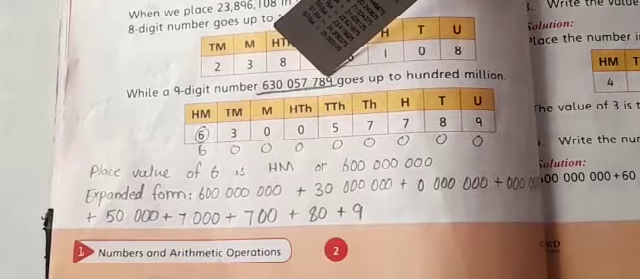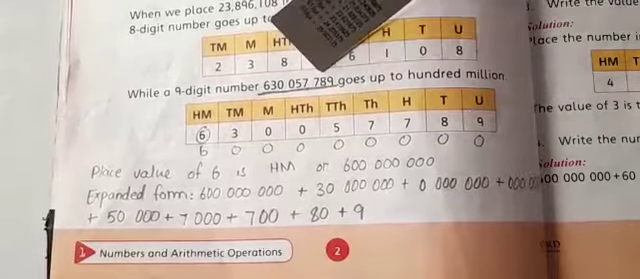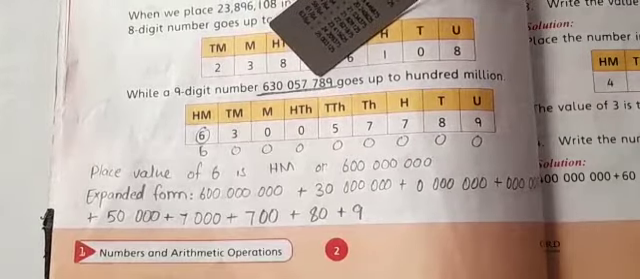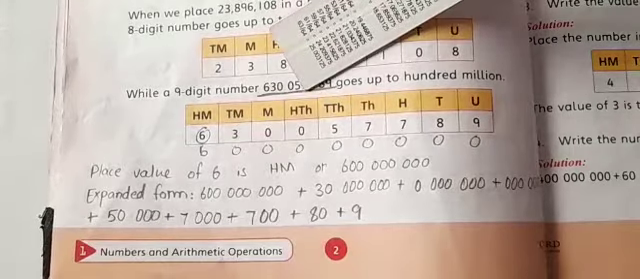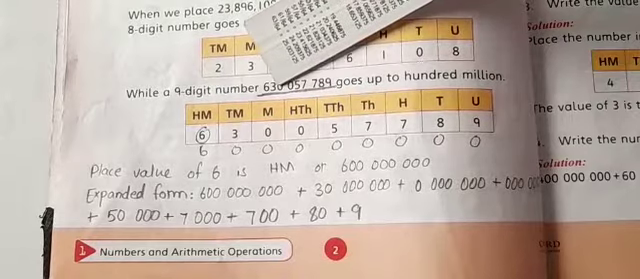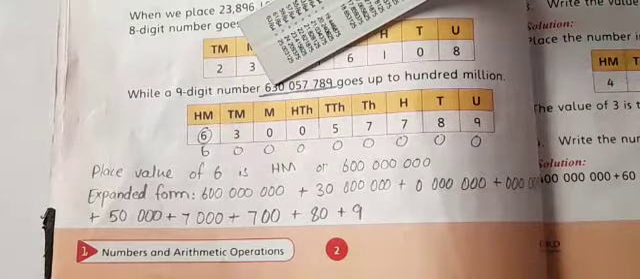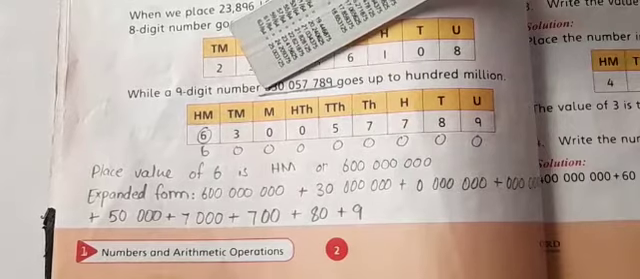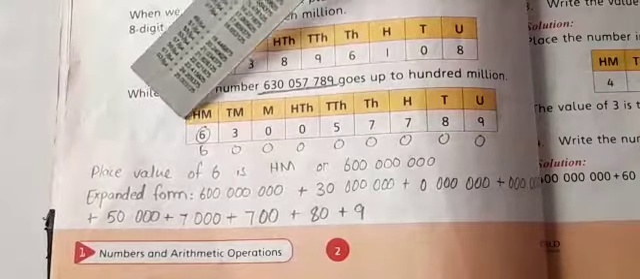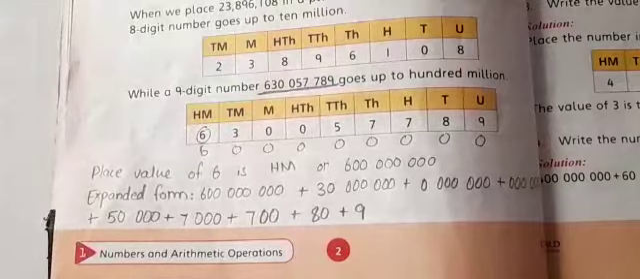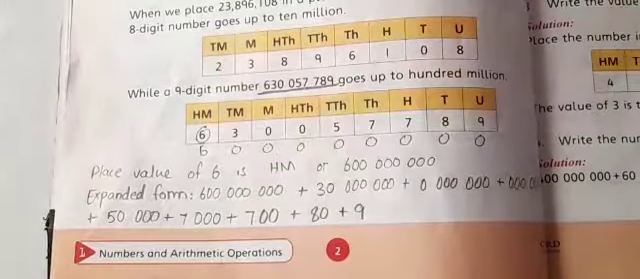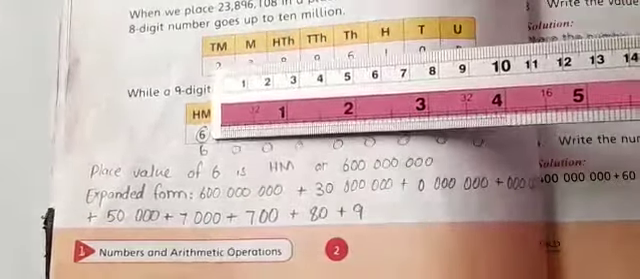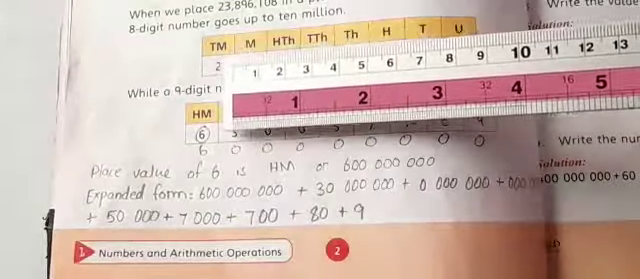Now we are placing the 9 in units, 8 in tens, you can see, 7 in hundreds, then again 7 in thousands, 5 in 10,000, 0 in 100,000, 0 in million, 3 in 10 million, 6 in 100 million. Here you can see I have circled this 6. Now tell me the place value of this 6. You all can tell me because it is already in a place value chart. So the value of 6 is 600 million.